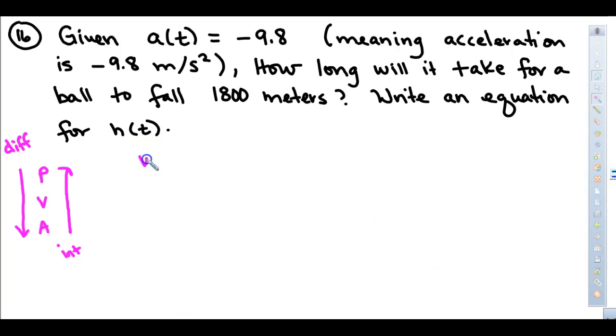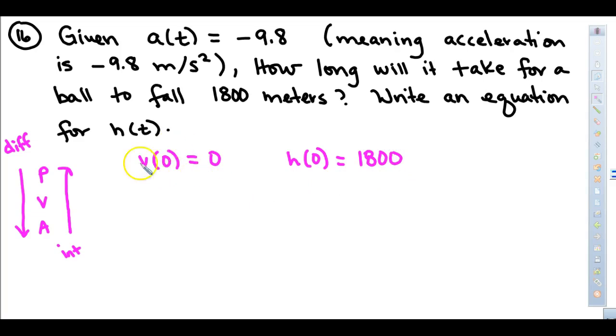Let's go with v sub 0. That means your velocity at 0 time. Well, at 0 time, you're not even moving. So if you're not moving, there's no speed. So v sub 0 is 0. H sub 0, your height at 0 time. Well, it says how long will it take for a ball to fall 1,800 meters. So that means it must be up 1,800 meters. Its height must be 1,800.